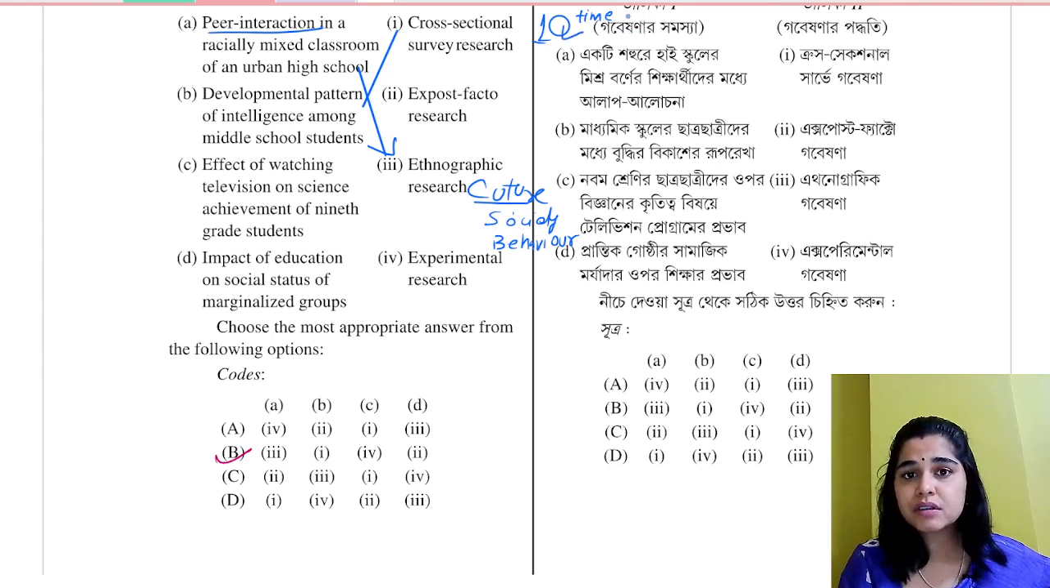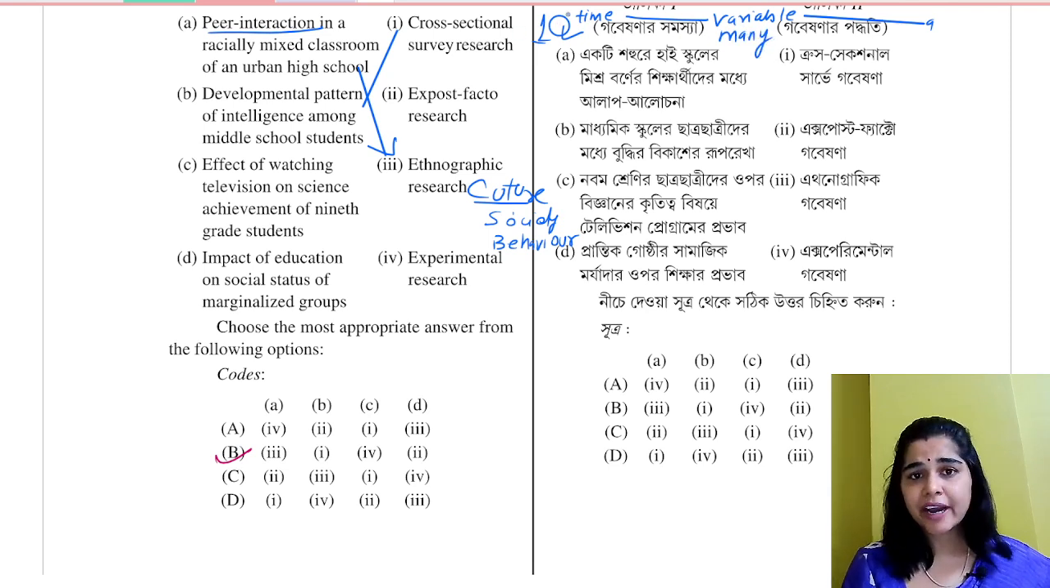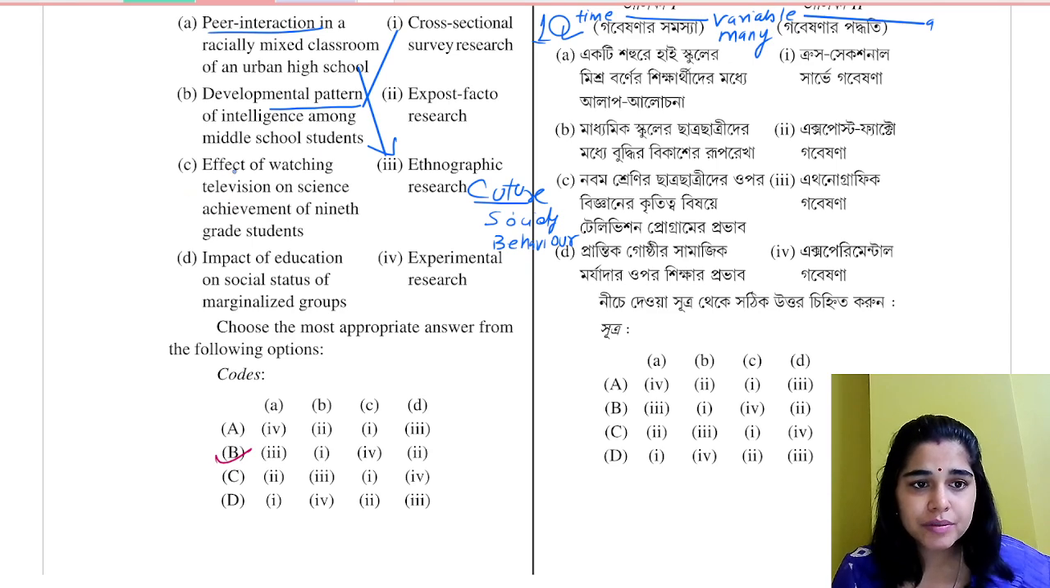But how many variables? One-time study, but many variables. We will do research at one time, but lots of variables are there. So there are lots of developmental patterns. We are going to choose lots of patterns. That's why we are going to choose cross-sectional, because there are lots of variables. That's why. And now next, the question C.